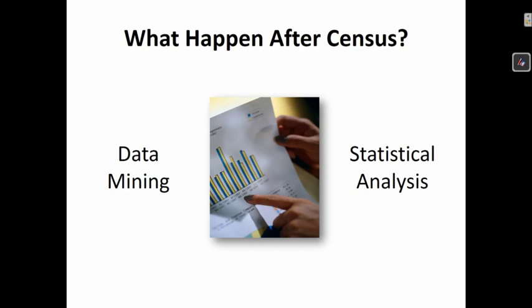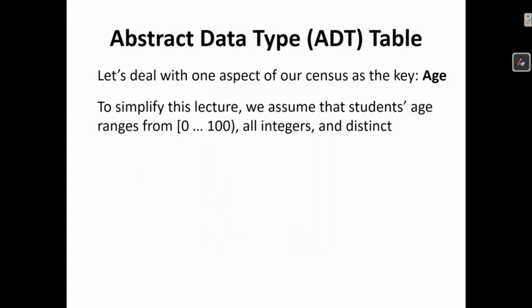Okay, before we can do that, because we want to use a computer program to do all these things, we need an efficient data structure to store all your student particulars or student records. One abstract data type that you can use to do that is the table abstract data type. So what is a table abstract data type?